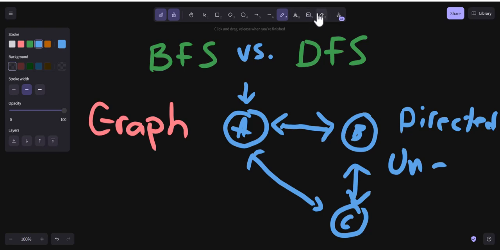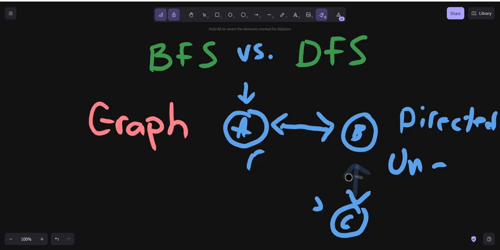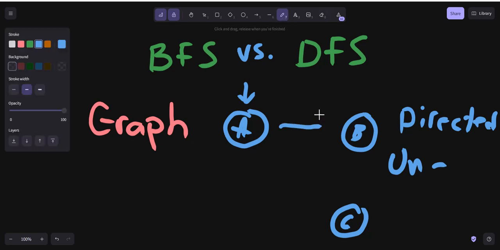An acyclical graph is the opposite. Basically, we have vertices, but there may not necessarily be a cycle. So for example, if we go from A to B and B to C, it just stops.